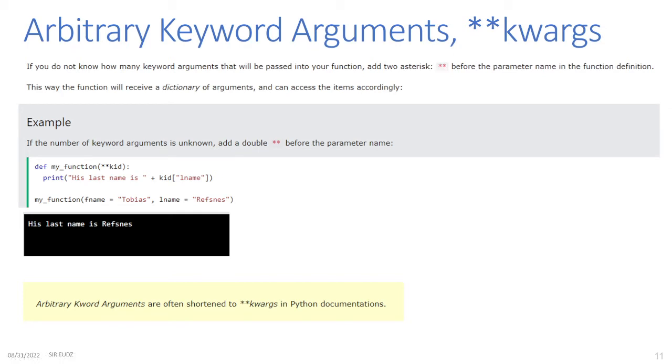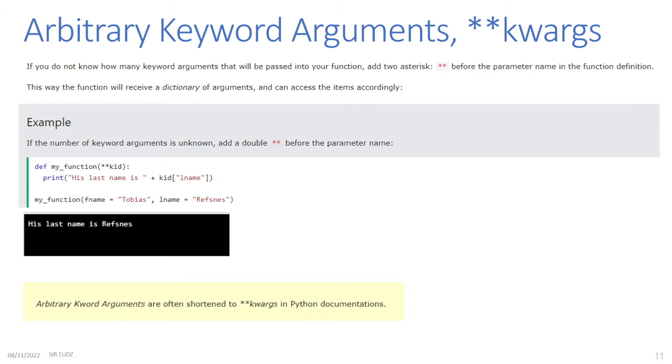Arbitrary keyword arguments, or **kwargs. If you do not know how many keyword arguments will be passed into your function, add 2 asterisks before the parameter name in the function definition. This way, the function will receive a dictionary of arguments, and you can access the items accordingly.